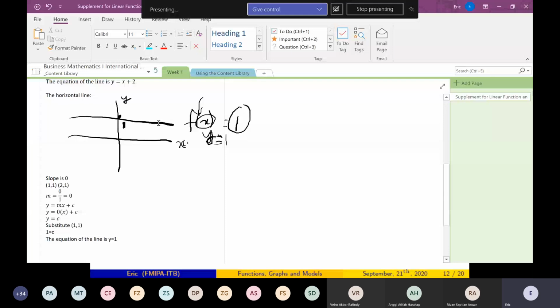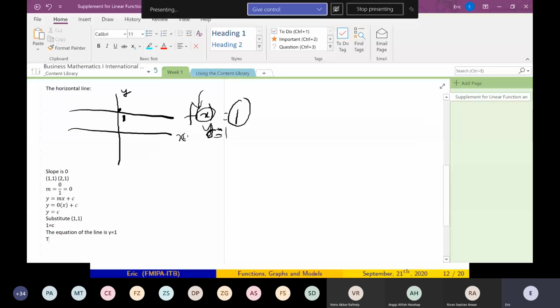Okay, yeah. What about the vertical line? The vertical line.